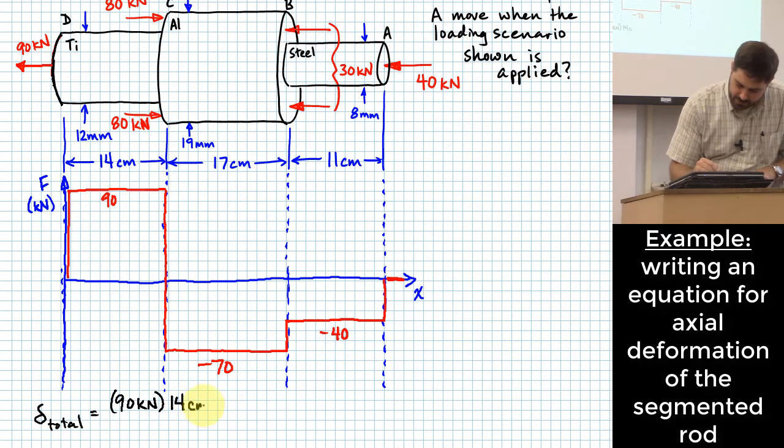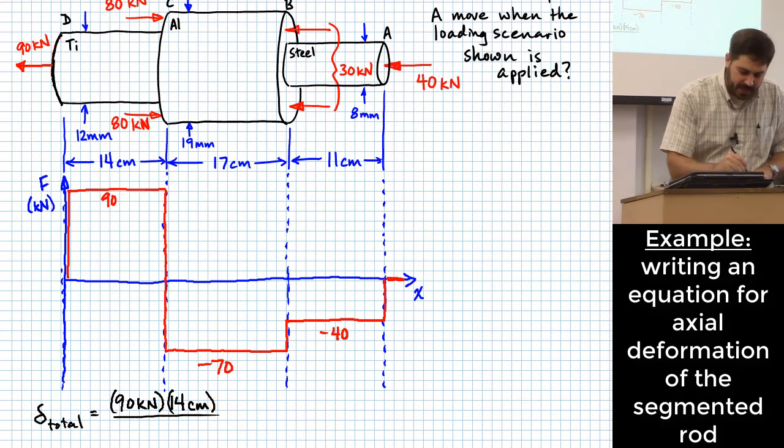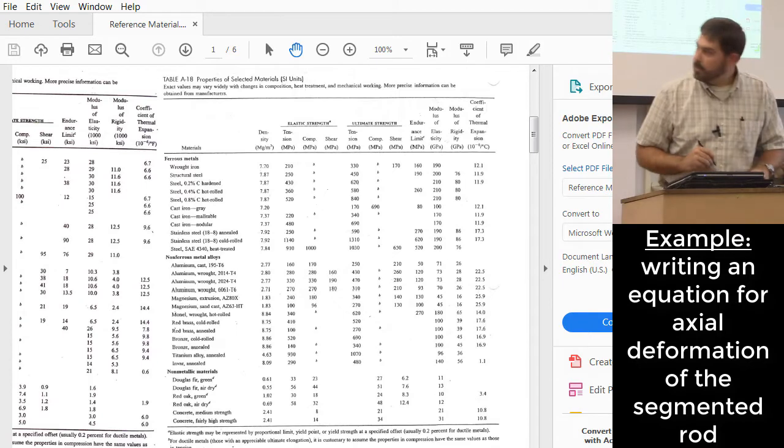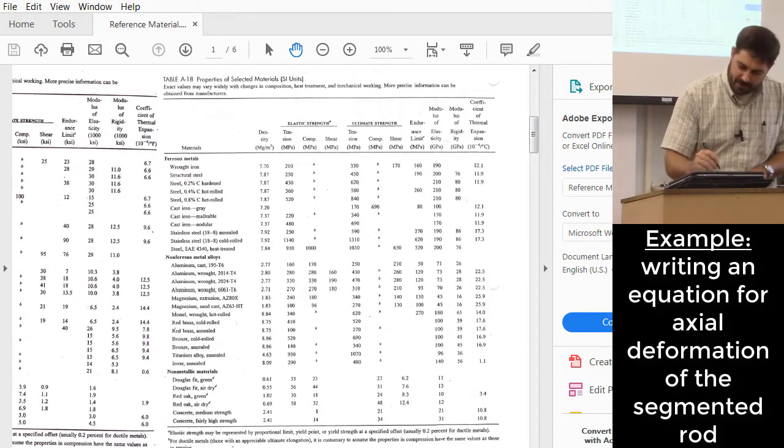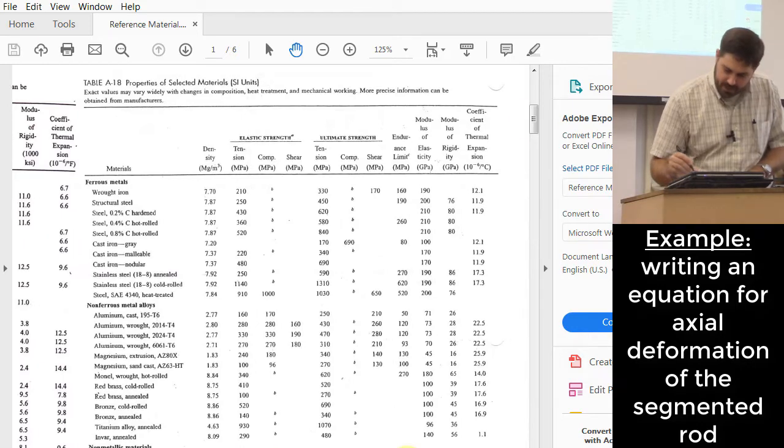14 centimeters. Okay? What do I need now? Okay, I need the modulus of titanium, someone says. Well, look at that. I happen to have it. Ask and you shall receive.